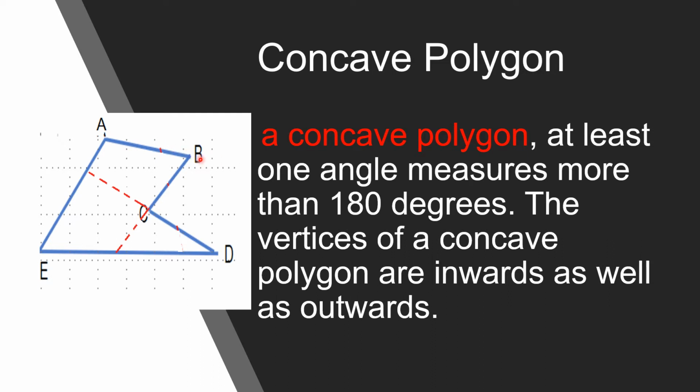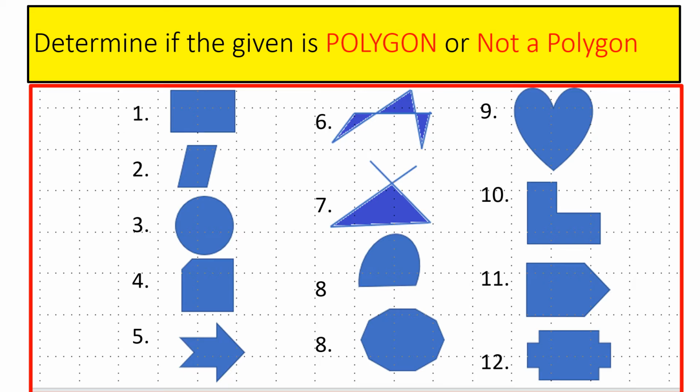will not pass through. This will not pass through the interior, but if we try to extend segment BC, it will pass through the interior, and if we extend segment DC, it will pass through the interior of the polygon. So this particular polygon is a concave or a non-convex polygon. So we need to determine if the given is a polygon or not a polygon.